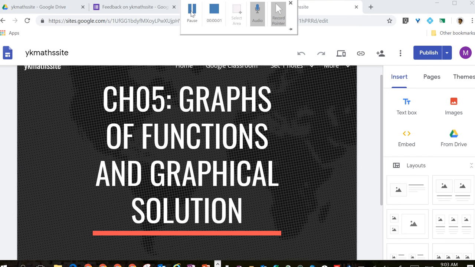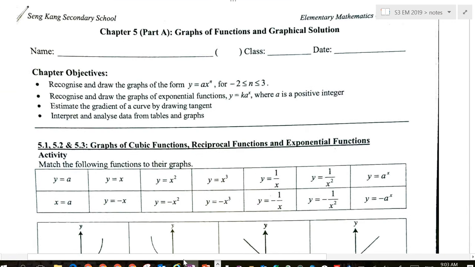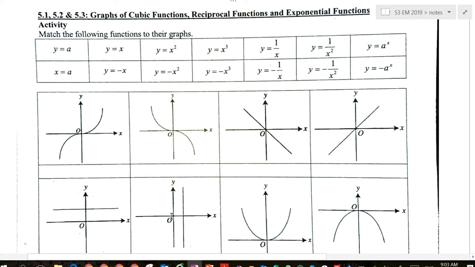This chapter 5 talks about graph, but we are not going to draw the graph yet. We are just going to recognize the graph. So it's like playing photo hunt. So it's fun. Now, let us look at this table here on top.